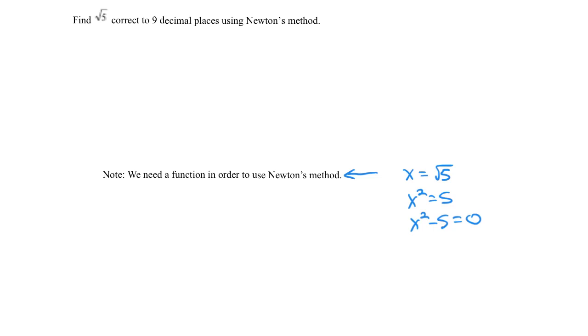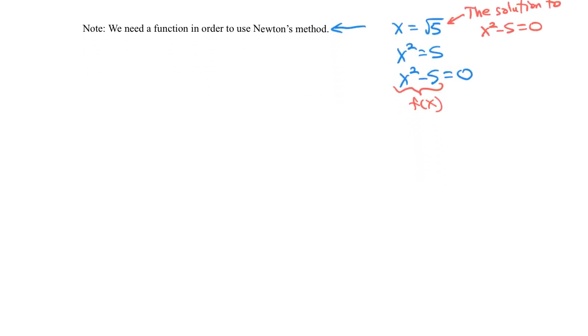So just to make it clear, this right here is the solution to x squared minus 5 equals 0. Because of that, we're going to let this be our function f of x. If you had to find, say, a cubed root, you would cube both sides. For something like this, we need a function. So we build a function, and then once you have a function, we can use Newton's method to solve it.